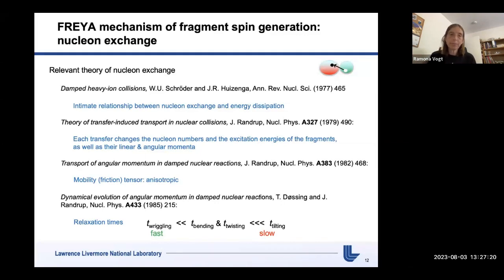But that movement generates fluctuations, basically, and this has to do with the theory of damped nuclear reactions. And these different modes are referred to as wriggling, bending, twisting and tilting, and they have different speeds.